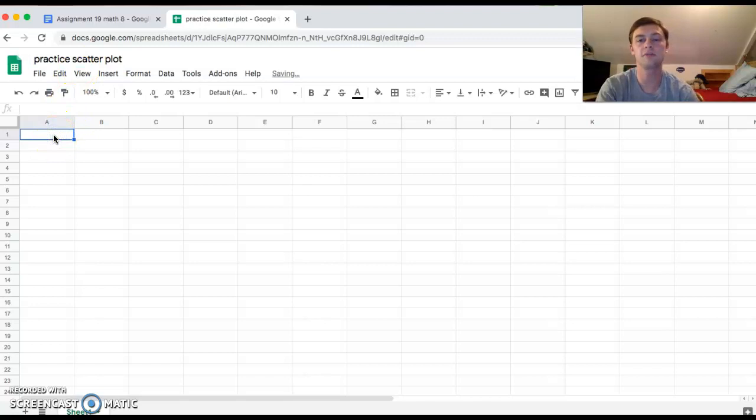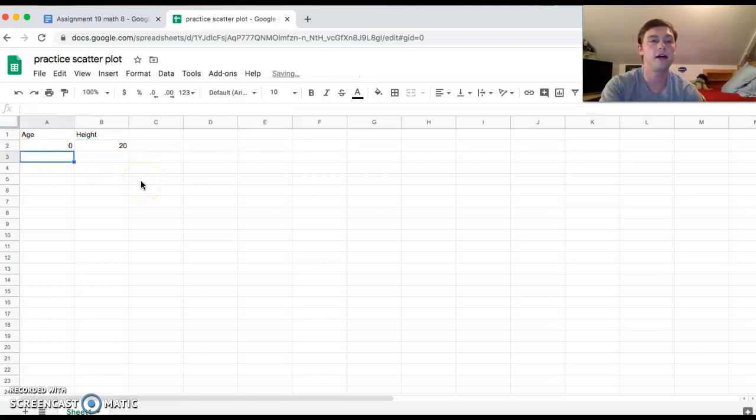So what we're going to do is put in some data. And the data that I'm going to use is my age and my height. And that's what you guys are going to use on your assignment 19. Don't use my numbers because my height isn't the same as your height. But you can use your own height and your own age. So when I was 0, when I was just born, and we're going to do this in inches, I was about 20 inches.